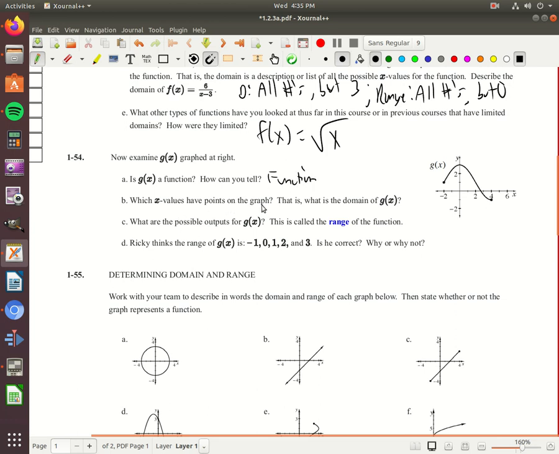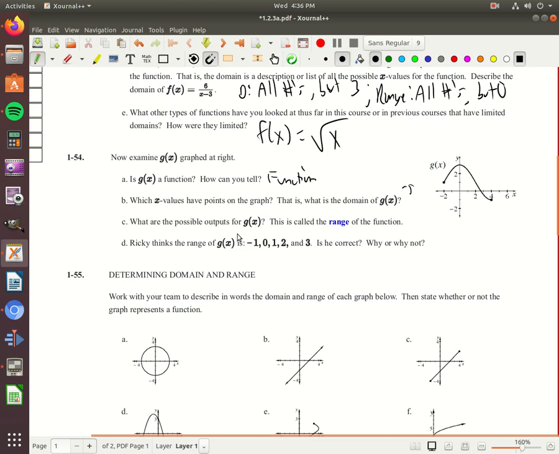Which x values have points on this graph? Well, anything between -2 and 4. Again, when I look at x values, I look from left to right. I don't care how up and down it goes. I only care how left and right it goes. You'll notice -5 is not on the graph. I'm not allowed to have -5 here. 6 is not on this graph either. I'm not allowed to have a 6 here.